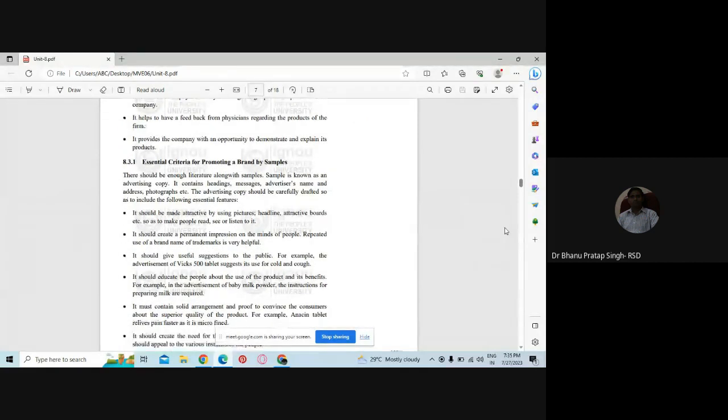एसेंशियल क्राइटेरिया फॉर प्रमोटिंग ए ब्रांड बाय सैंपल्स. इसमें आप जैसे देखते हैं एज ए मेडिकल प्रैक्टिशनर डॉक्टर्स से आप मिलते हैं तो उसमें बहुत बार बहुत डिस्कशंस होते हैं. जो डिस्कशंस होते हैं उसमें कुछ इसेंशियल क्राइटेरिया भी होते हैं कि अपने प्रमोशन अपने सैंपल्स का अपने ब्रांड का किस तरह से मेडिकल रिप्रेजेंटेटिव उसका प्रमोशन करे. तो जो प्रमोशन कर रहा है मेडिकल रिप्रेजेंटेटिव शुड बी ट्रेंड एनफ. Means it should be made attractive by using picture, headlines, attractive boards.